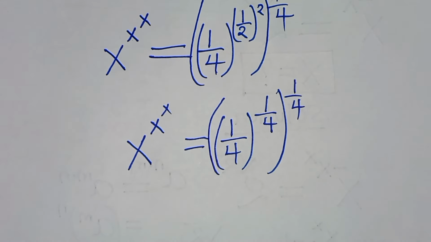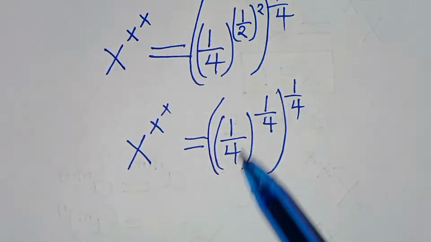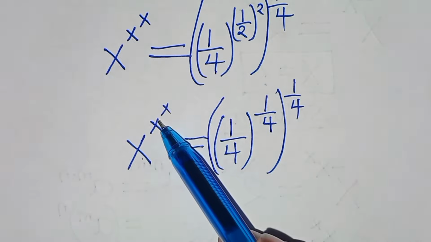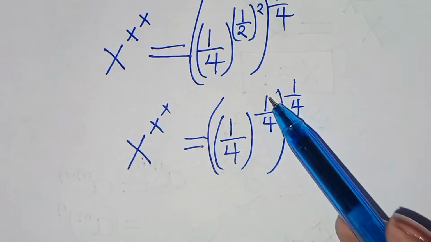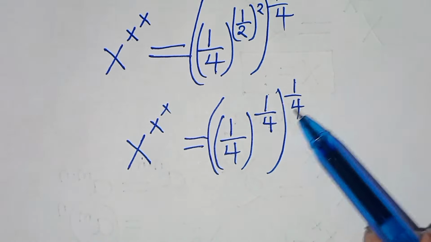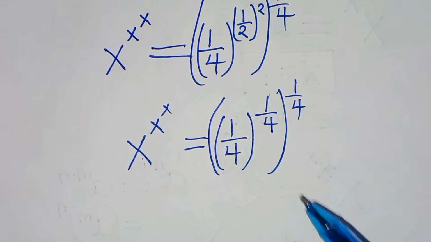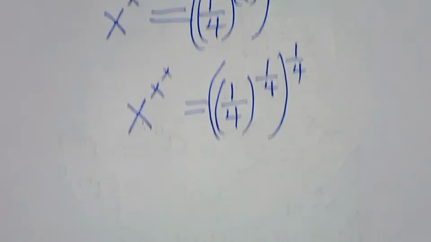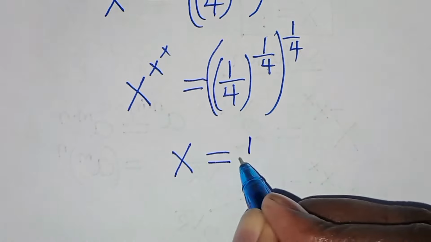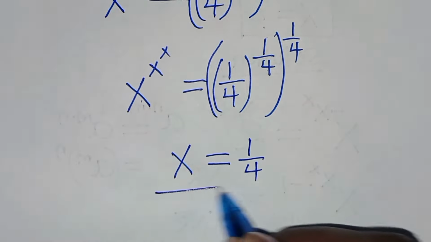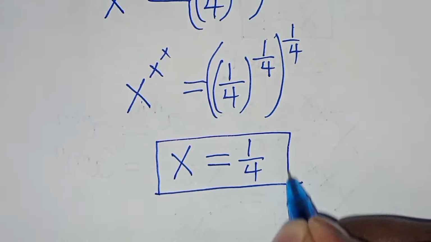So this is a very interesting pattern. We have a pattern here that is x to the power of x to the power of x, and here we have 1 over 4 to the power of 1 over 4 to the power of 1 over 4. So this implies that x is equal to 1 over 4. So this is the value of x.